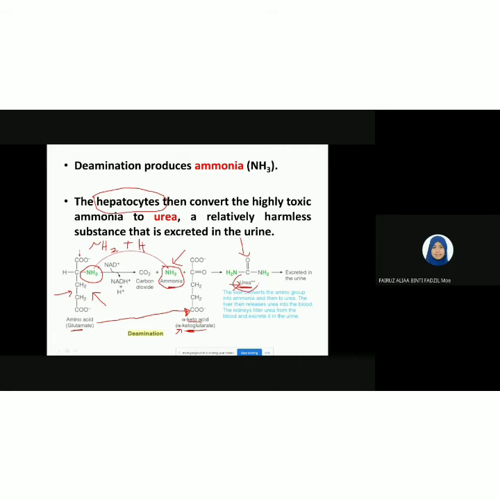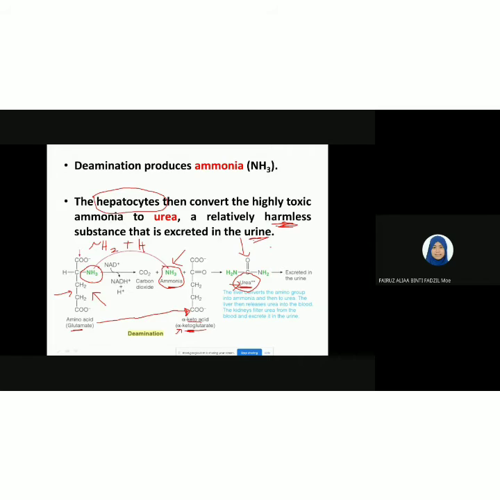Urea is less toxic, and urea, even in high concentration, is not toxic. It is harmless. That's why we can collect urea in high concentration. That's why the liver will convert the highly toxic ammonia into urea, and then this urea will be excreted out in our urine.